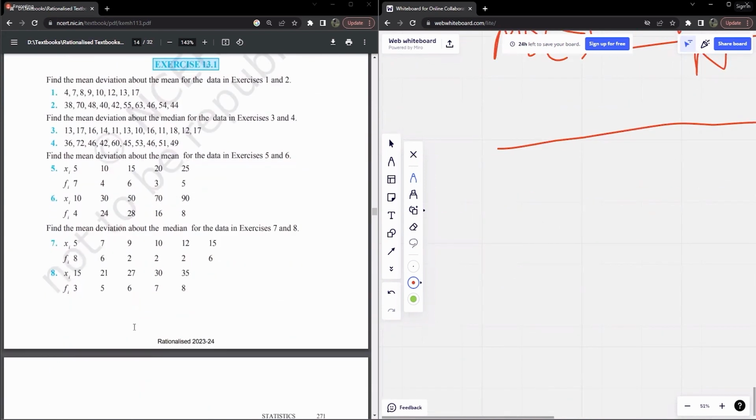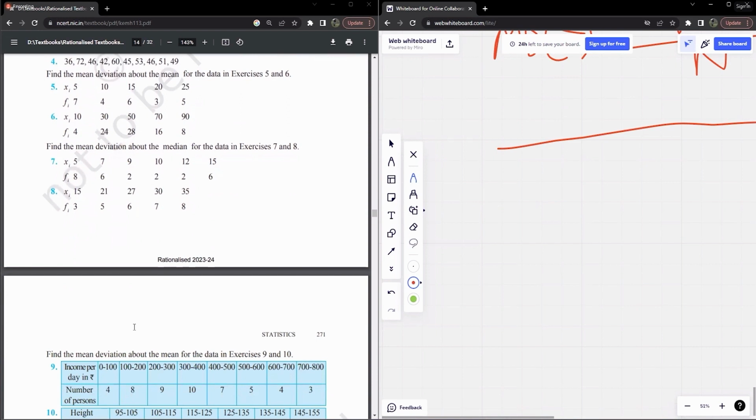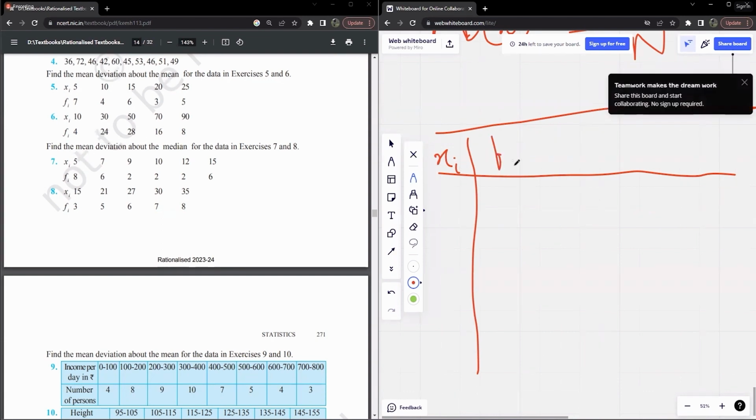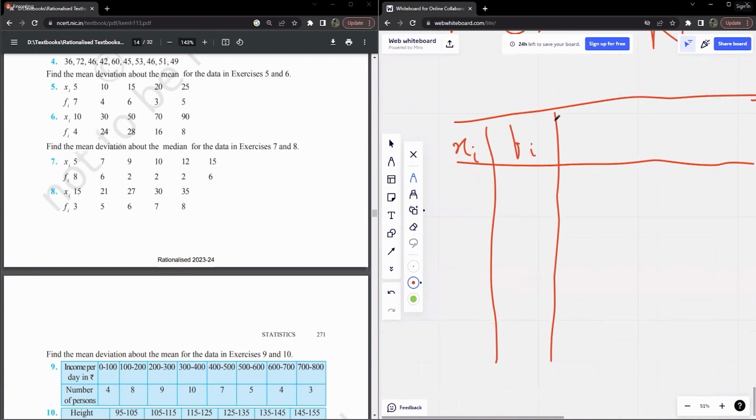Question number 7 and 8 deal with the mean deviation above the median for the given data sets. Again, class of data. Remember how you find the median, because I'm going to be rushing through that part. This is going to be xi. This is again an xfi. The rest of the things I'll fill in as and when I go there.